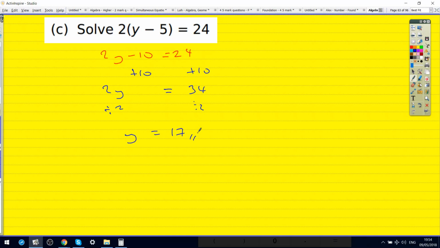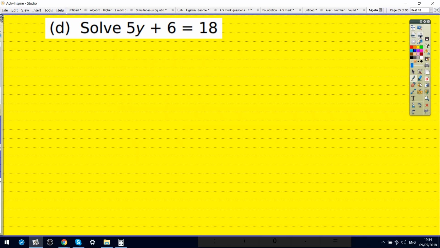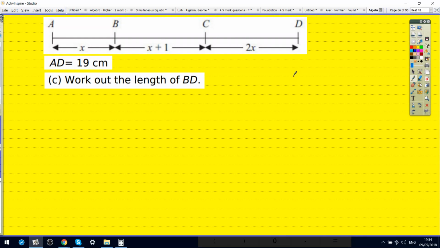Yeah, y equals 17. And the most important thing there is expand the brackets at the beginning. Don't try to avoid expanding the brackets. Okay. Fine. Okay, how about this one?